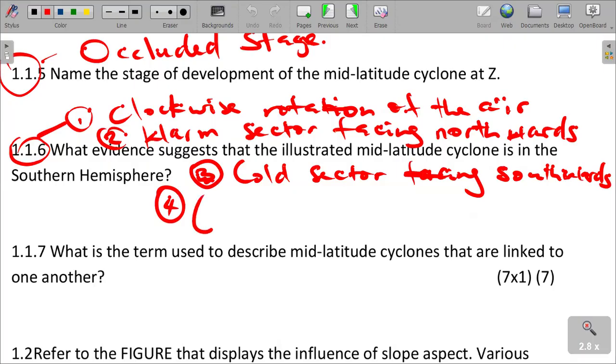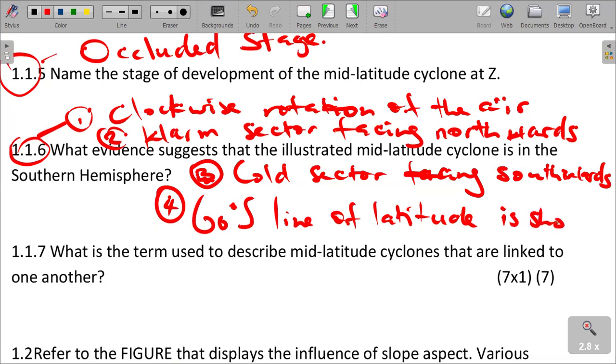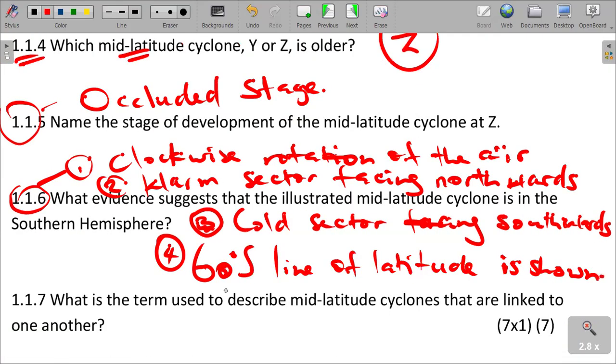It's 60 degrees south line of latitude. It is also shown on the map, which identifies that we are actually in the southern hemisphere. I showed you the 60 degrees south line there, which identifies the polar front from the first questions we started with.